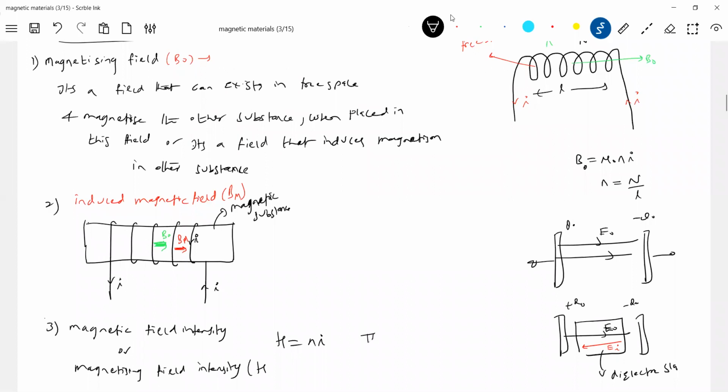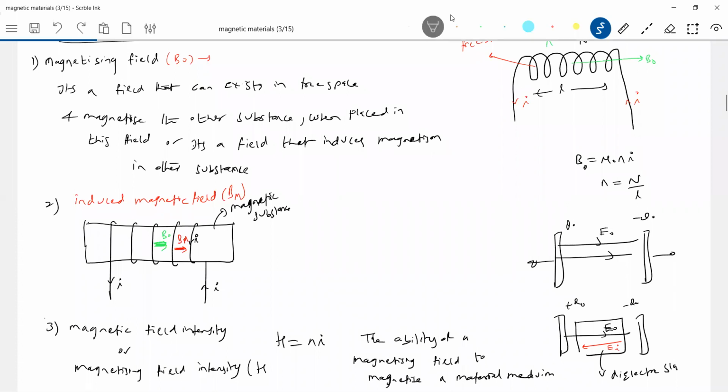The ability of the magnetizing field to magnetize a material medium. Or nothing but it's a measure of how much that magnetizing field which can exist in space can magnetize other substances. How much magnetizing field, that we are expressing by H. I think it's quite clear.